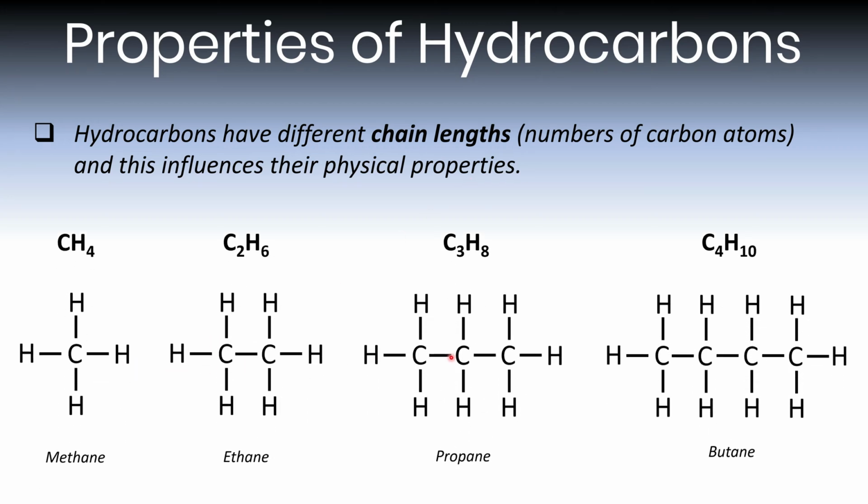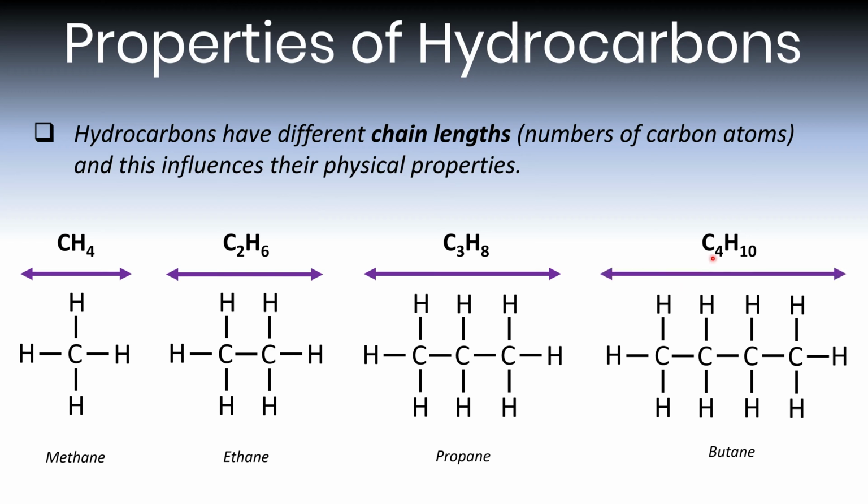We've drawn the first 4 alkanes here, and we can see that methane only has 1 carbon atom, so we can say it has the shortest chain length. As we increase the number of carbon atoms, the chain length gets longer and longer. It can get much longer than 4, it can actually go up into the thousands, but we're going to look at chain lengths up to about 70 today.